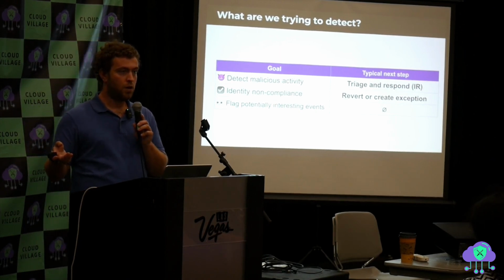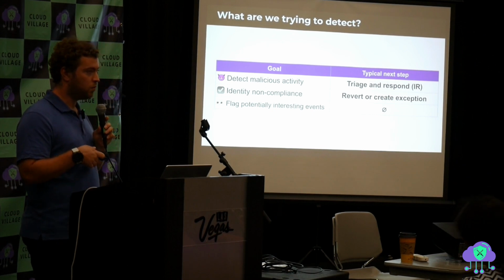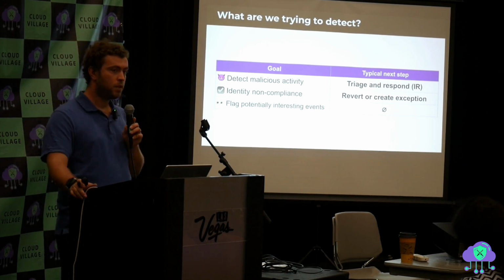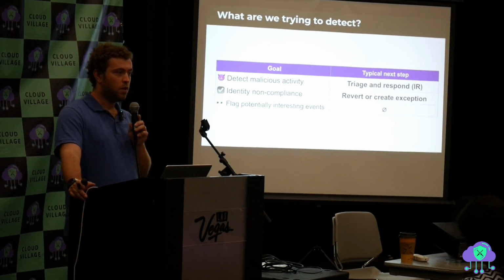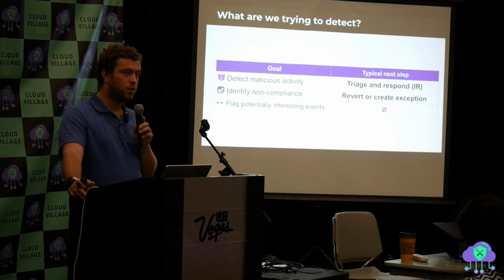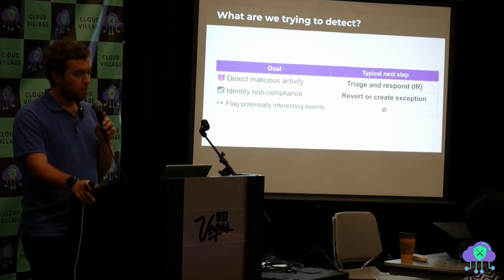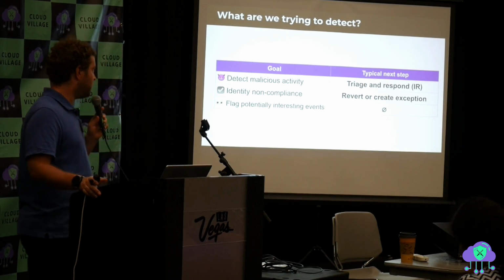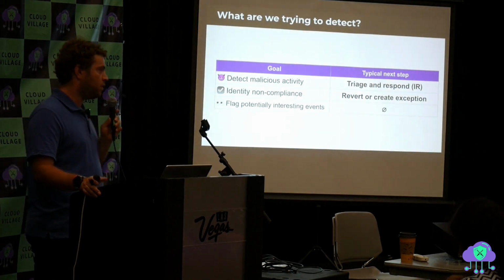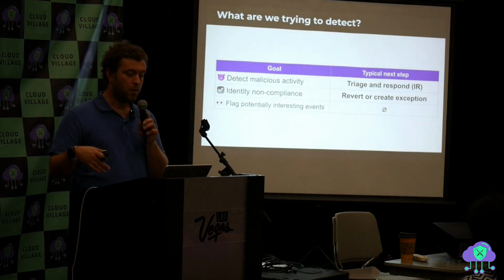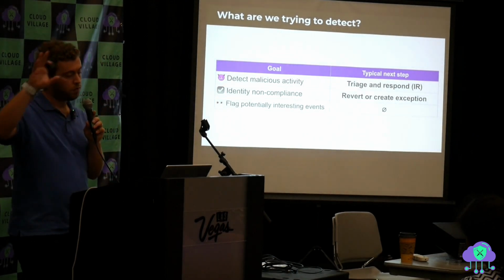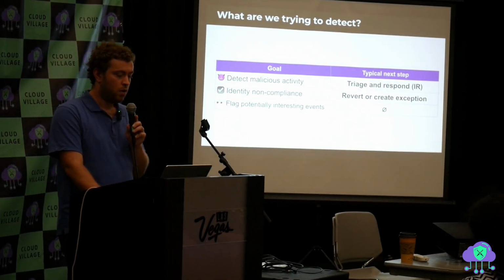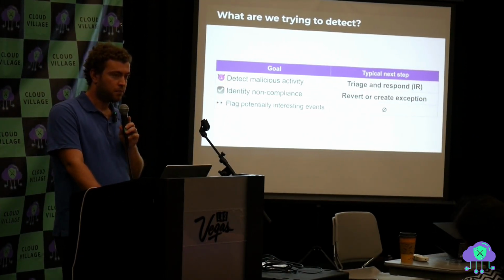So typically when you have malicious activity, you're going to want to triage and respond to it. When you have something non-compliant, maybe you want to add a compliance exception in your GRC tool, whatever. Maybe you want to just revert it. And for the potentially interesting ones, it's more like, well, if I have an incident, I can get back to that. Or maybe I can do some correlation between different things. But you typically don't want to page people or something like that.